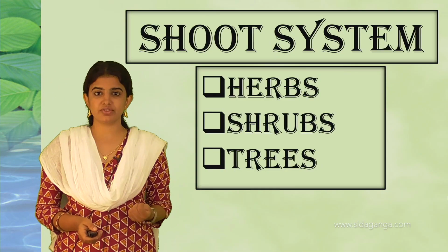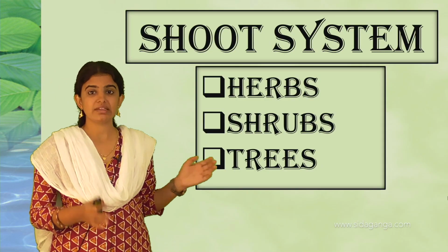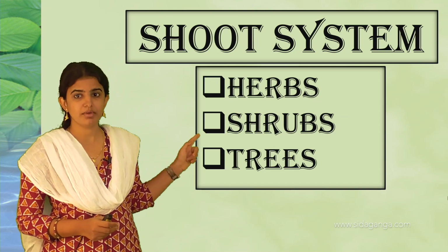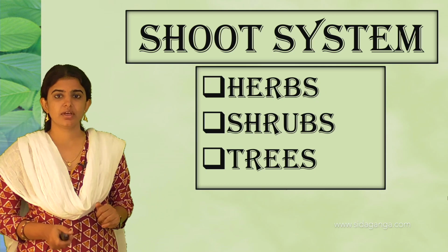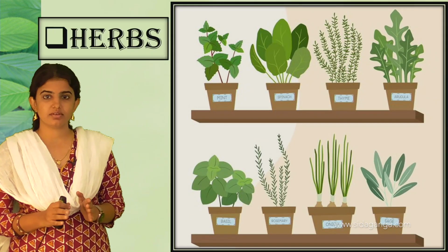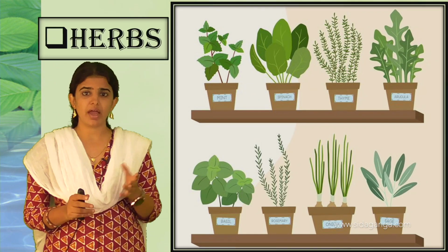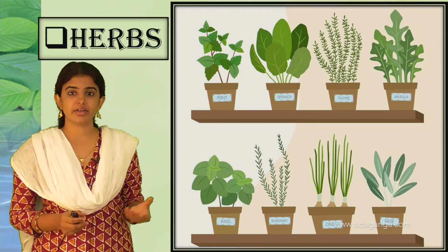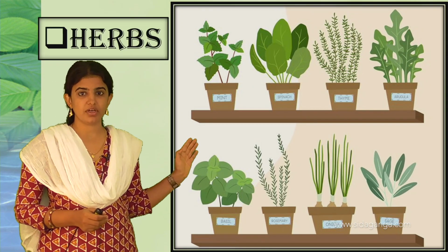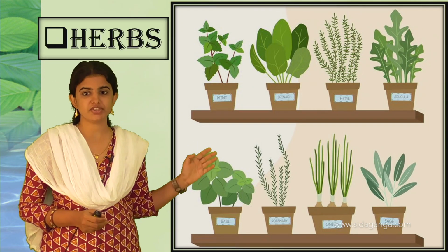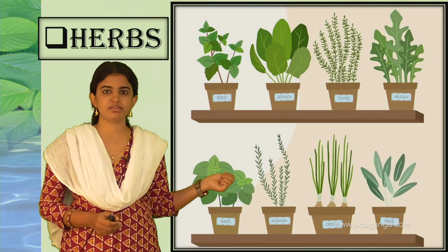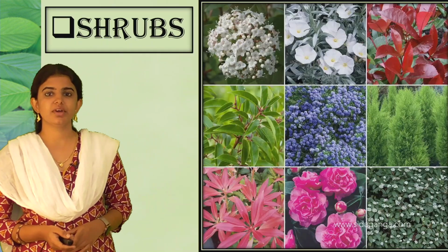Next one is the shoot system. According to the shoot system, plants are divided into three main types: herbs, shrubs and trees. Herbs have tender stems, and these are thin and elongated in structure. Examples of herbs are mint, spinach and basil. These are a few examples of herbs. Next one is the shrubs.